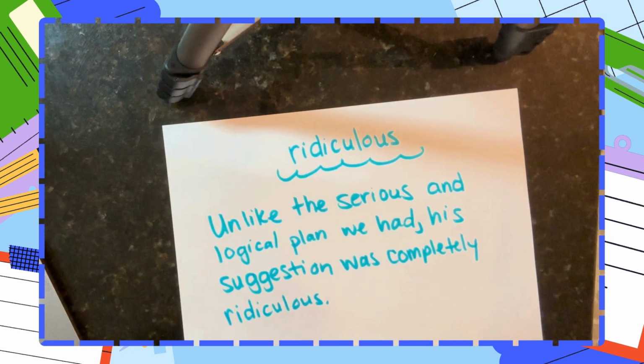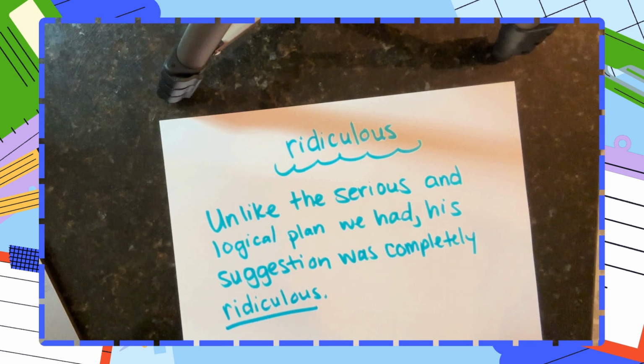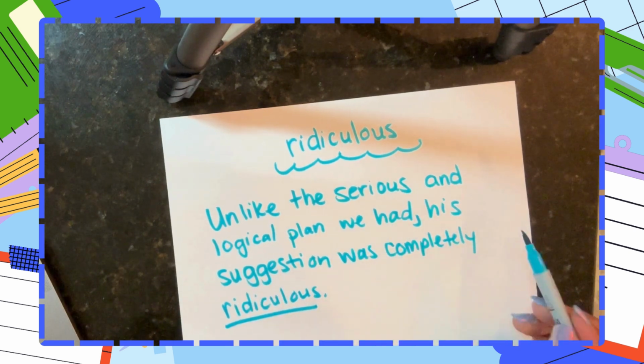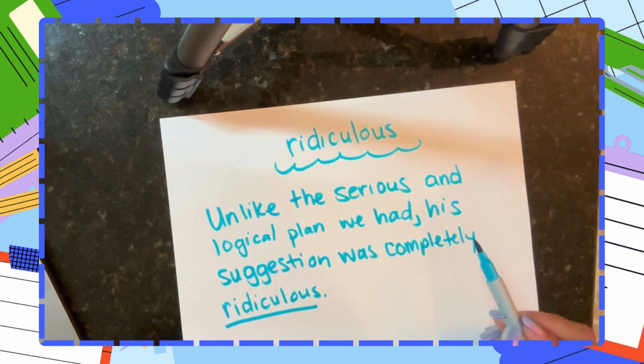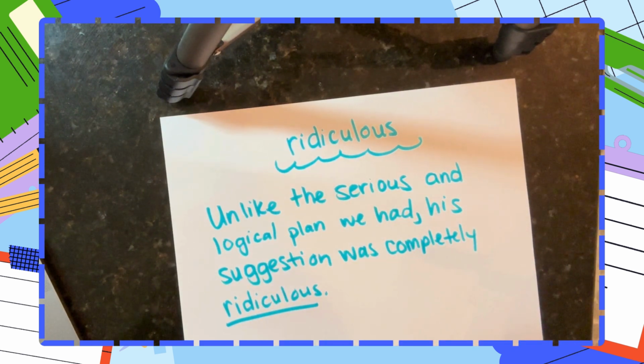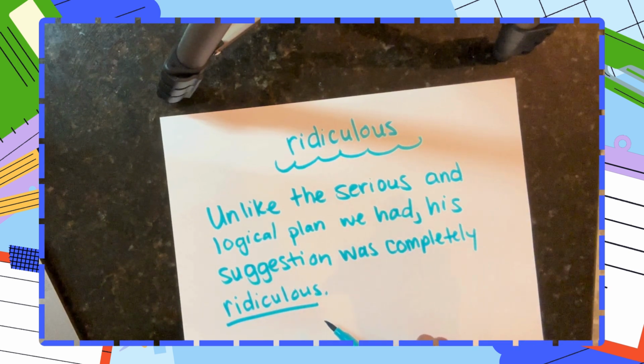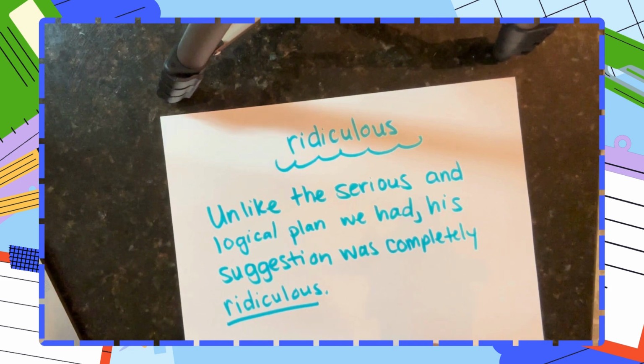All right, so my word is ridiculous. I'm going to underline it. And my context clue, which is an antonym, is serious and logical. Serious and logical has the opposite meaning of ridiculous. All right, so now it's your turn.